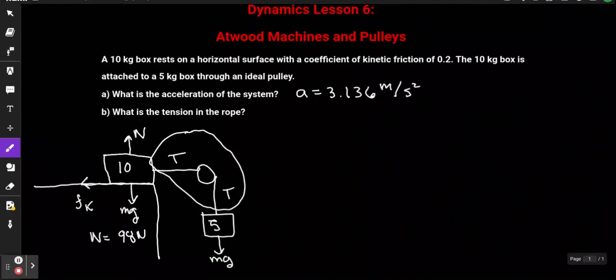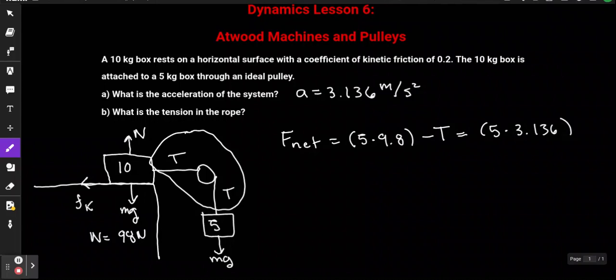Okay, part B is asking what is the tension in the rope. So now that we want to find the tension, we just need to look at the internal force of just one of the blocks. So the easiest one that doesn't have friction is the 5 kilogram block. And because it's accelerating downwards, I would say the Fnet is the 5 kilogram block times 9.8, which is mg, minus the tension is equal to ma. And we already solved for a, so this would be 5 times 3.136 meters per second squared.